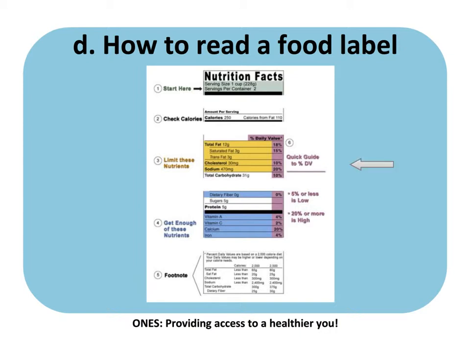And the final step is checking the daily values, or DVs. As a quick general rule, 5% or less is low, and 20% or more is high. Make sure to go back to steps 3 and 4 to remember what nutrients you should limit and which ones you should get enough of.